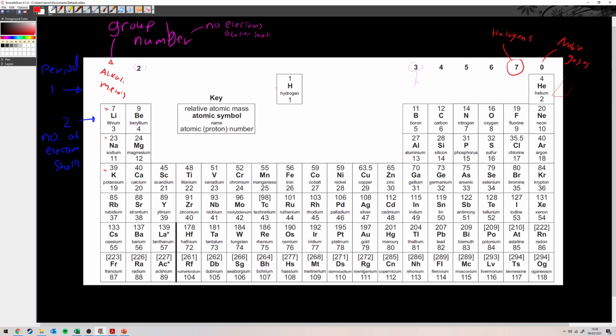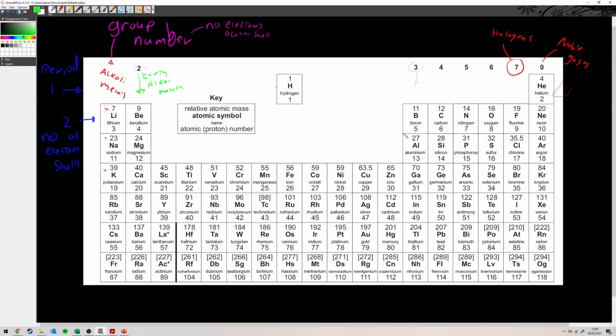Now that we've labelled the groups, we know the groups 1 to 0, and we know the periods, we know the alkali metals and the halogens. You can label these ones the earth alkaline metals. You don't need to know that, but they are very similar to the alkali metals.